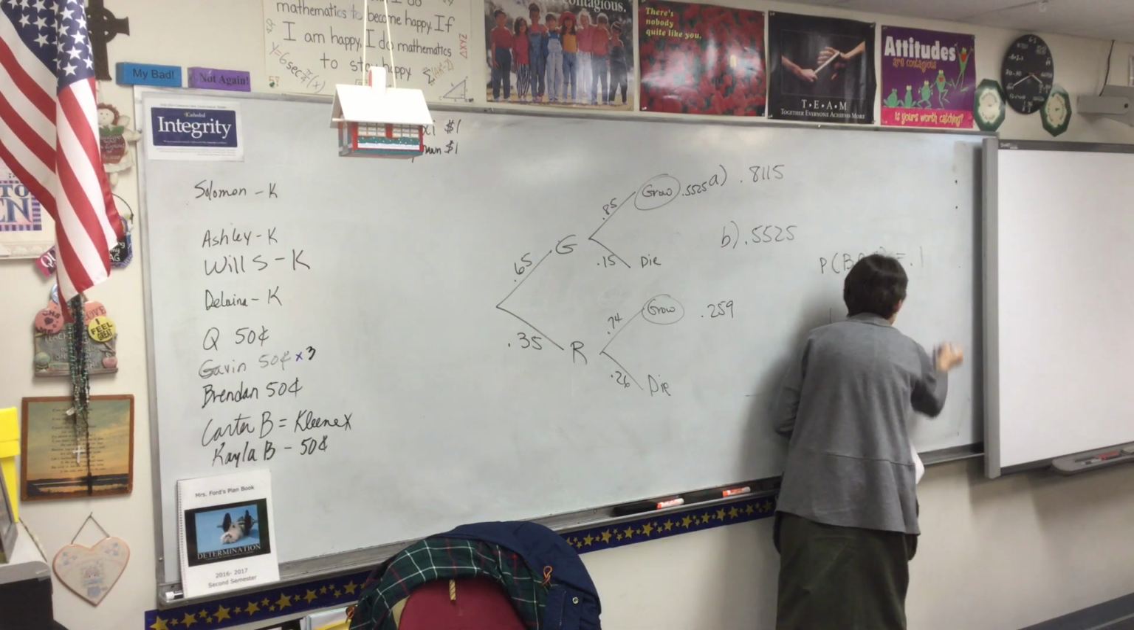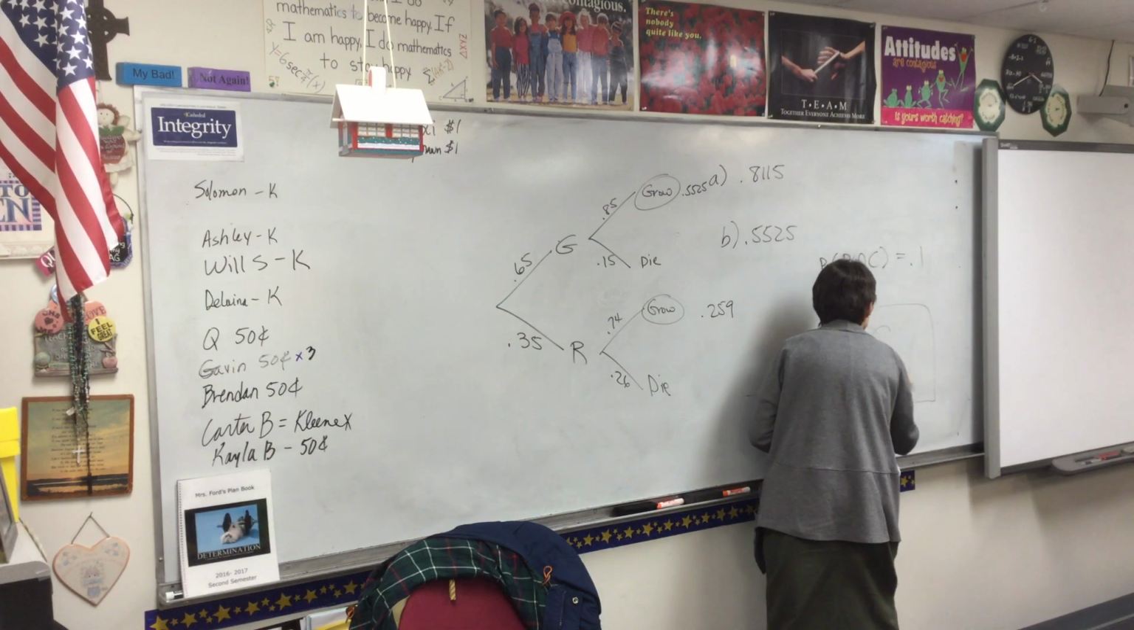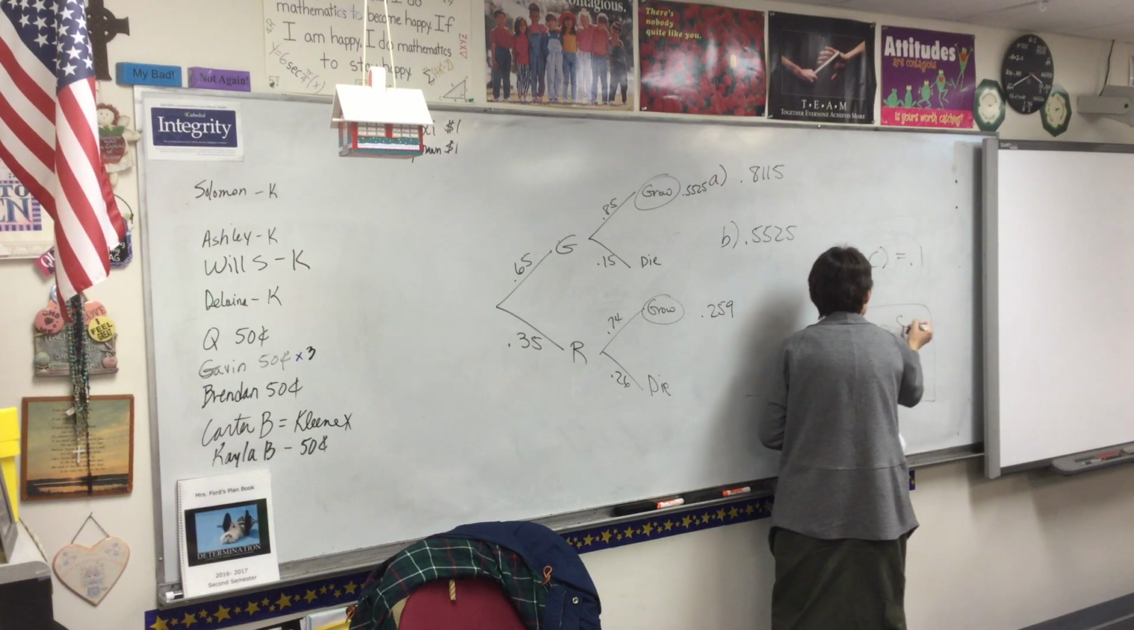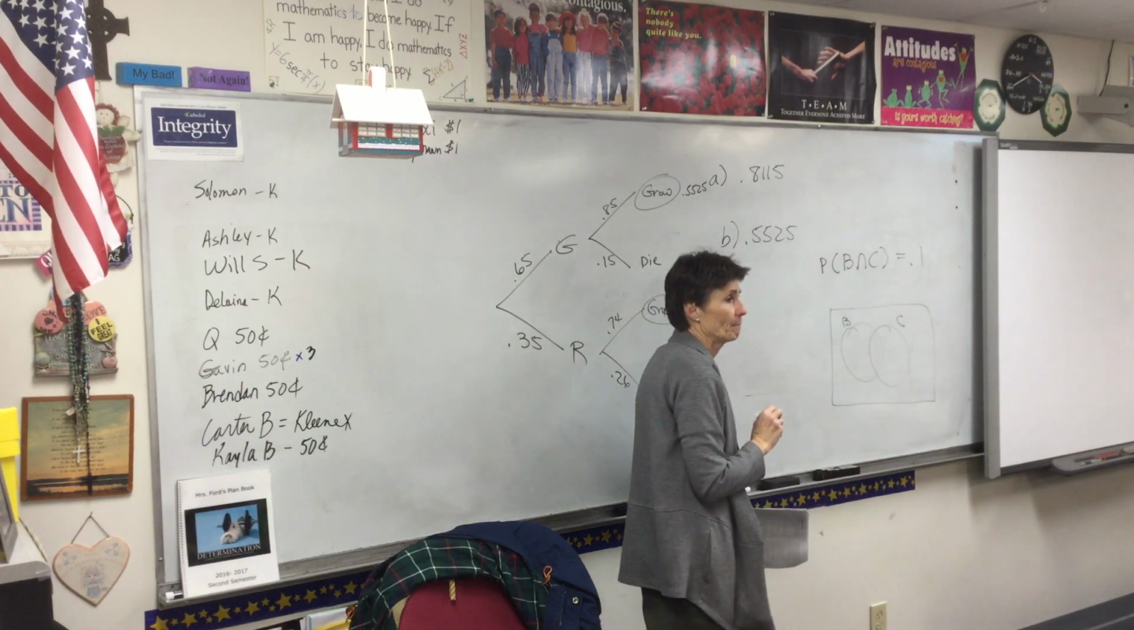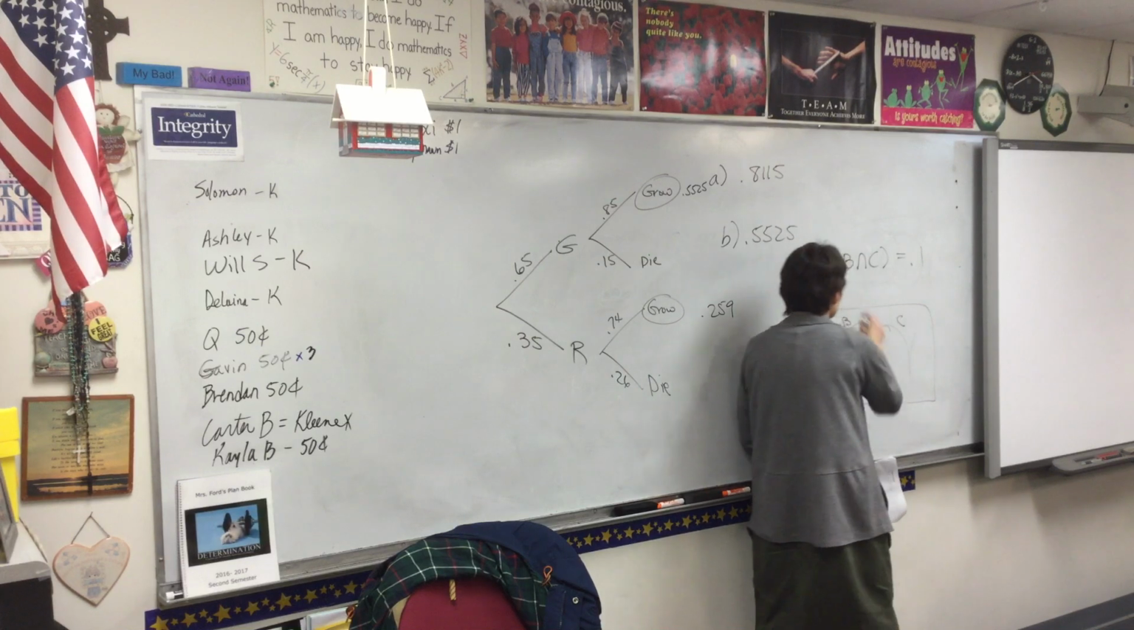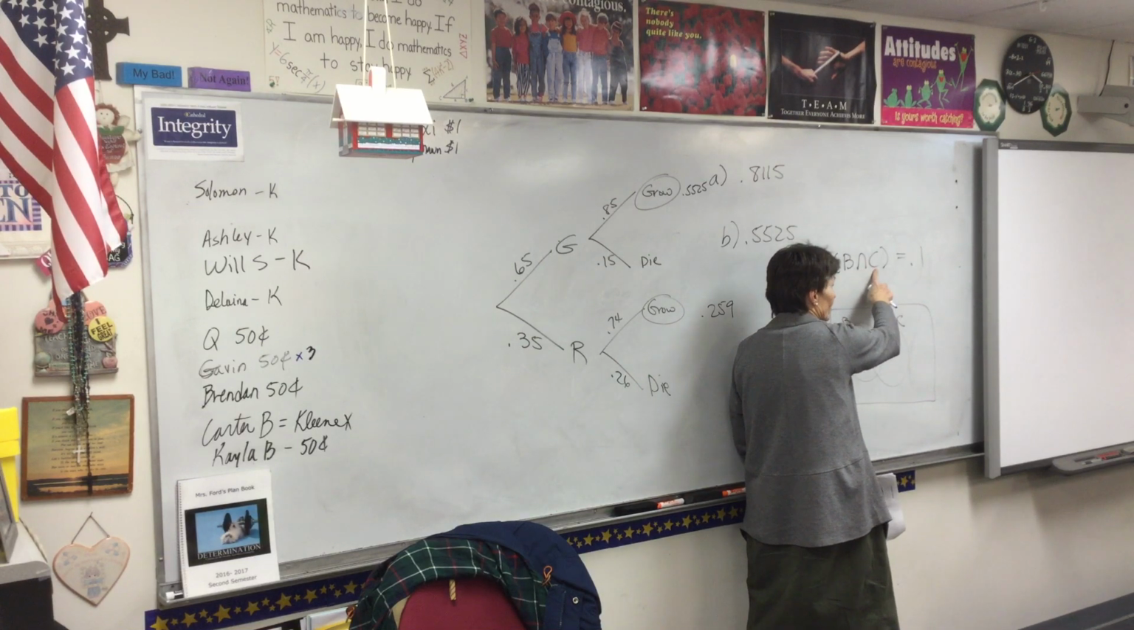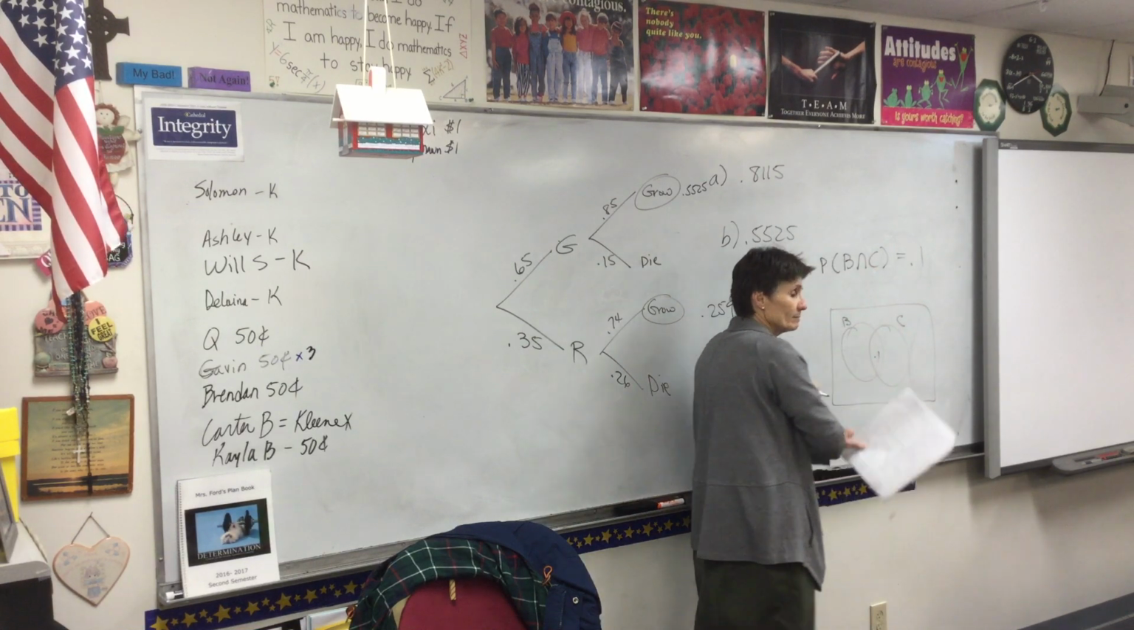So I'm just going to go ahead and draw my Venn diagram. And where am I going to put the 0.1? In the middle. In the middle. This says I like bananas and carrots. There I am, right there. Bananas and carrots.